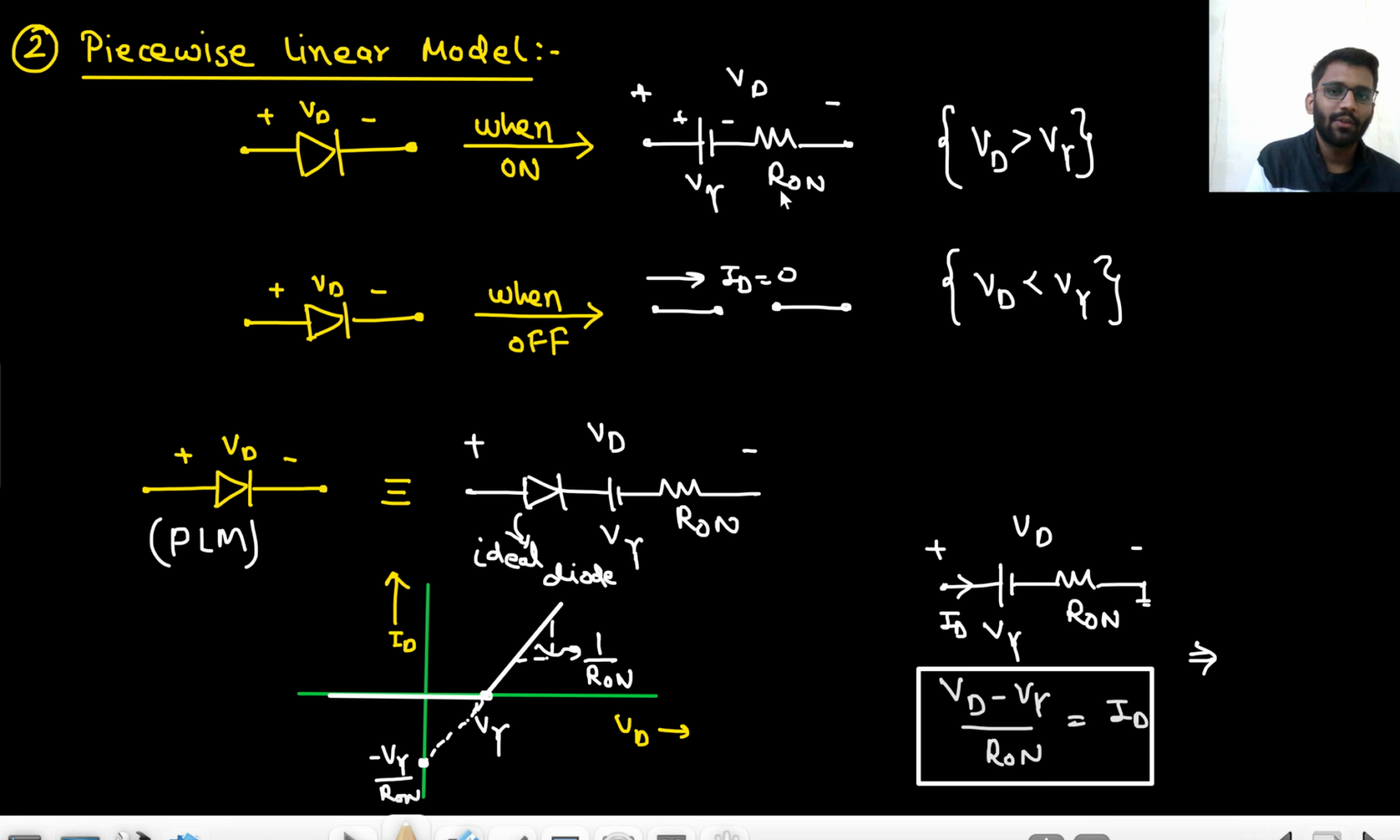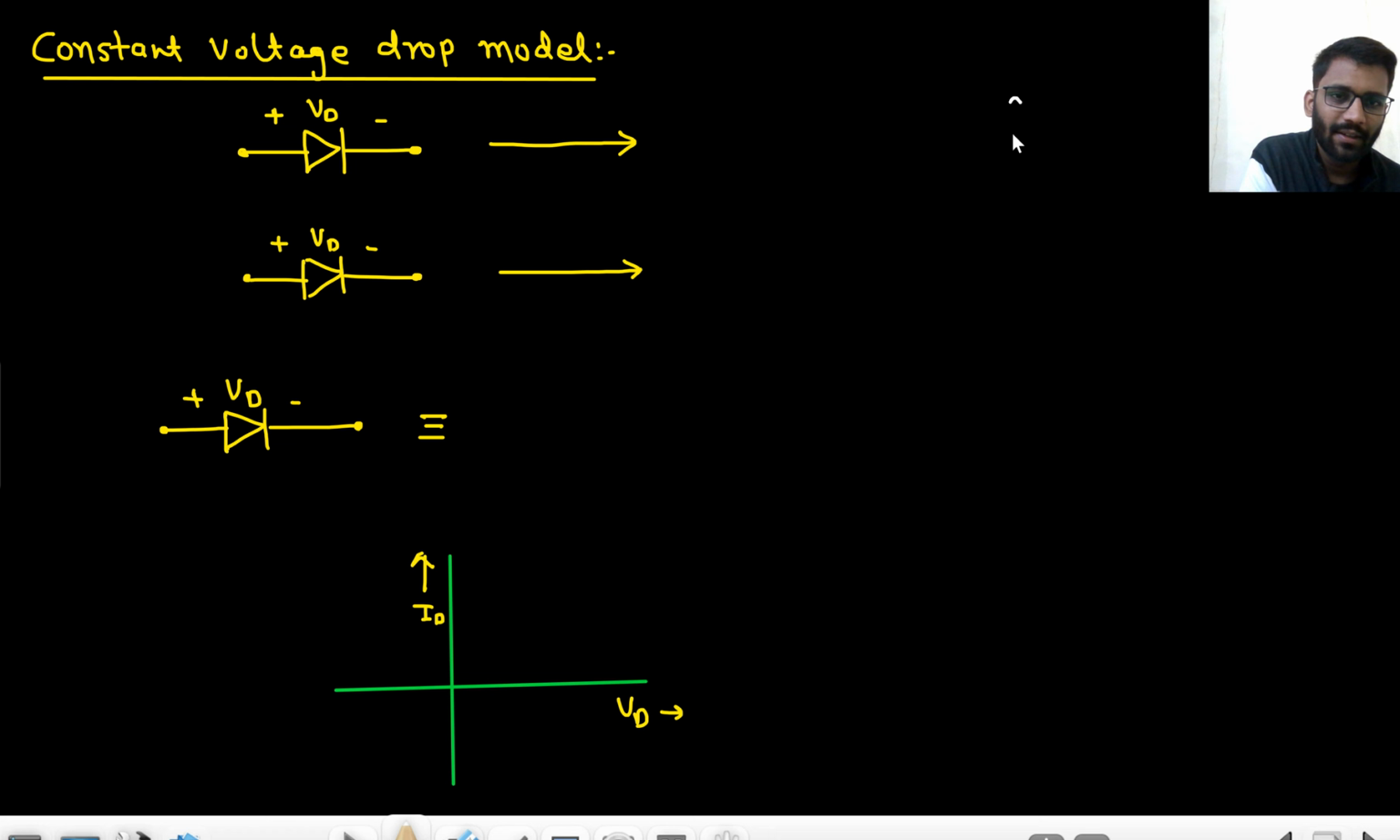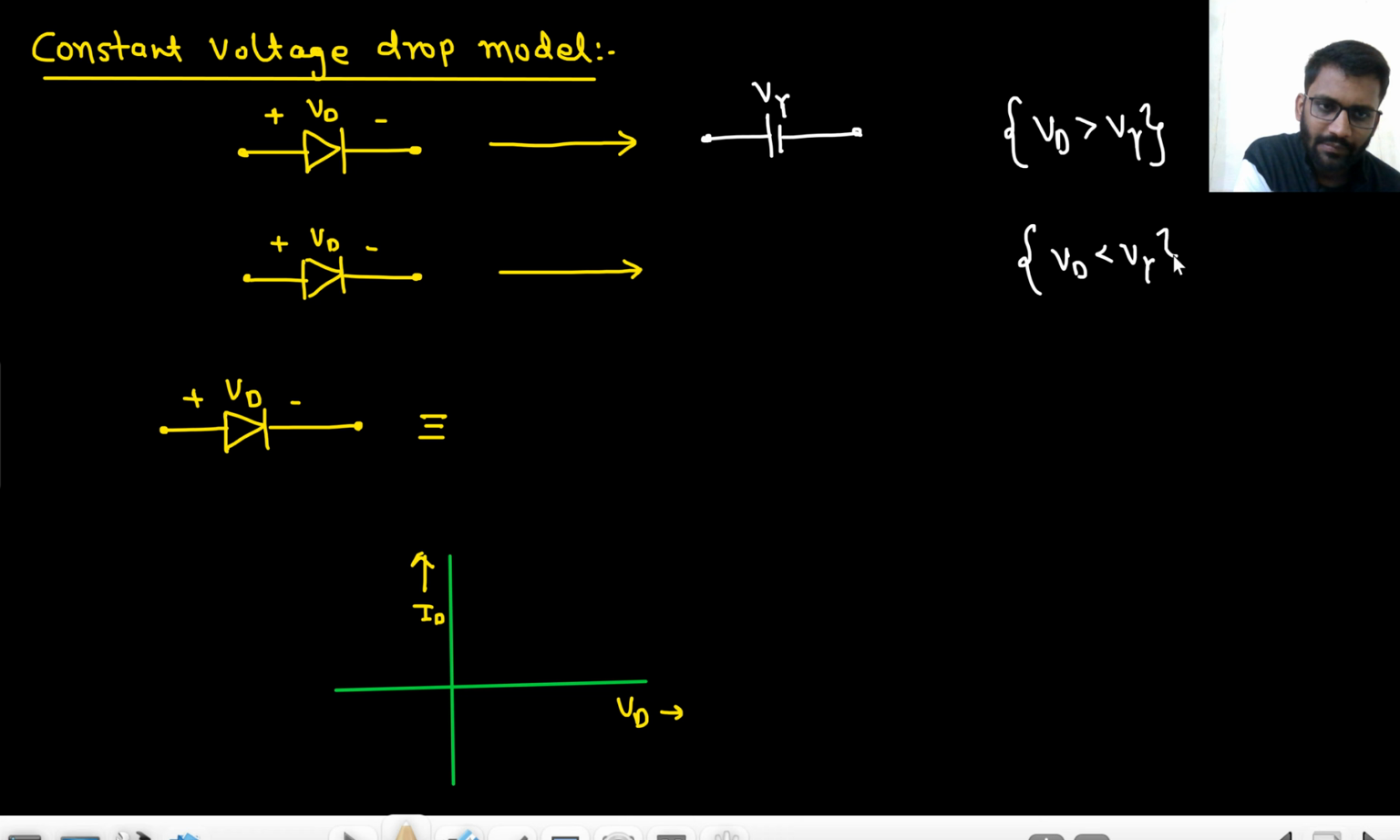When Vd is greater than V gamma, it will simply be replaced with a single battery. That's it. R1 will be 0 here. And when Vd is less than V gamma, it will be open circuited. So it will have ID equals to 0.